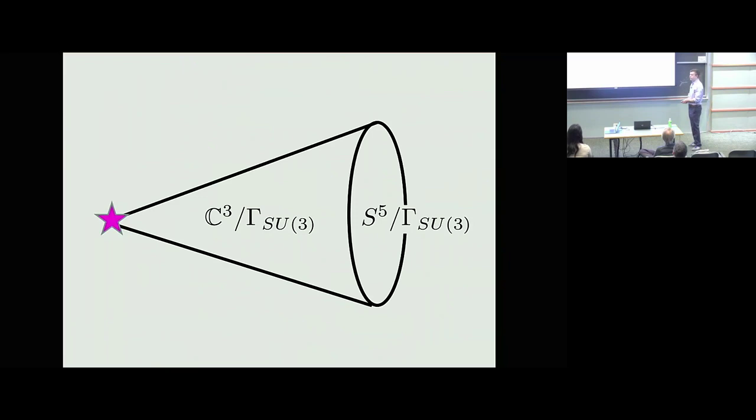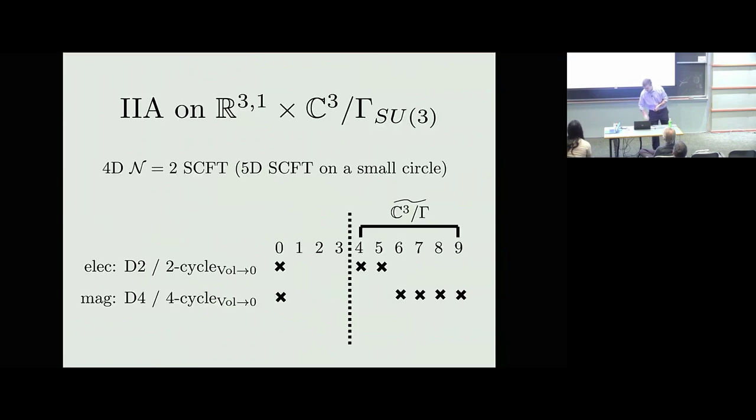Okay, so let's just give an example of how this goes. Let's imagine that we had type 2A string theory on this background. What would we get? Well, we would get, if you like, a 4D N equals 2 SCFT, which is typically going to be strongly coupled. You can view this as actually the M theory reduction, or the circle reduction, of a 5D superconformal field theory. We can start with this particular singularity in C3 mod gamma and M theory, and then we can track and see what happens to this thing as we go down on the circle.